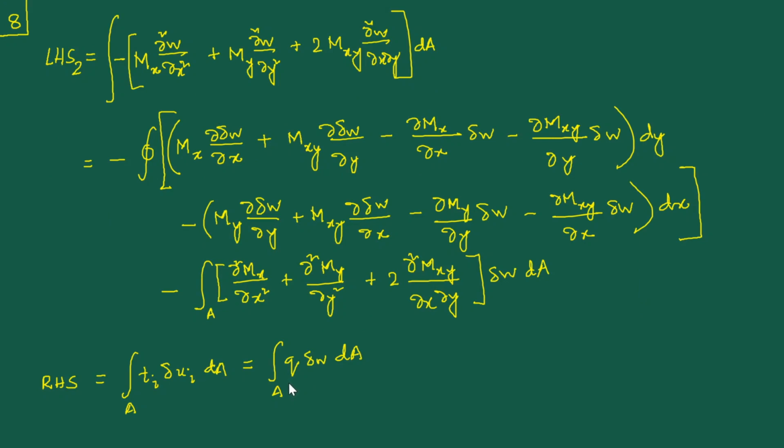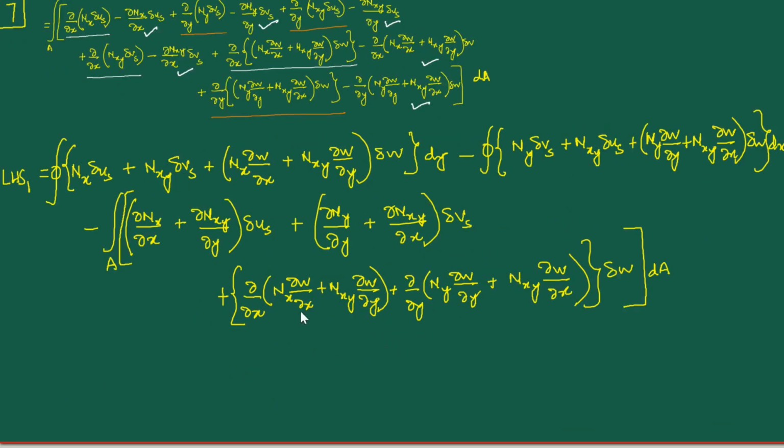All right, so how do I go about extracting? The principle is the same. If I go back to this LHS1, considering these terms over the entire domain, I have certain terms which are the coefficients of delta US, some terms which are the coefficient of delta VS, and certain terms which are the coefficient of delta W. All right, these are the various terms which are going to contribute to the governing differential equation separately.